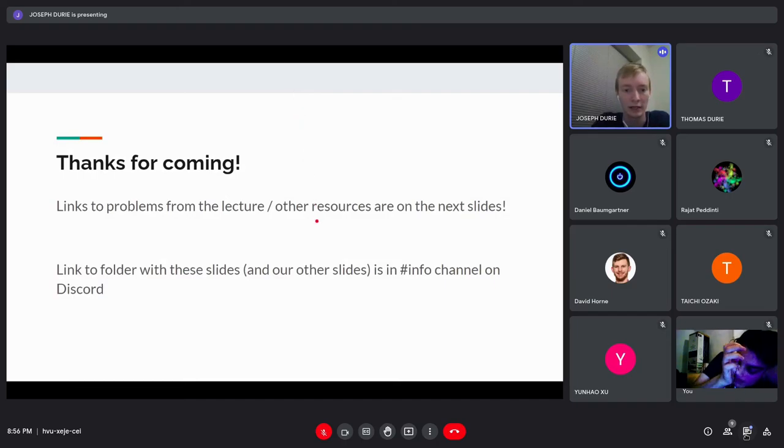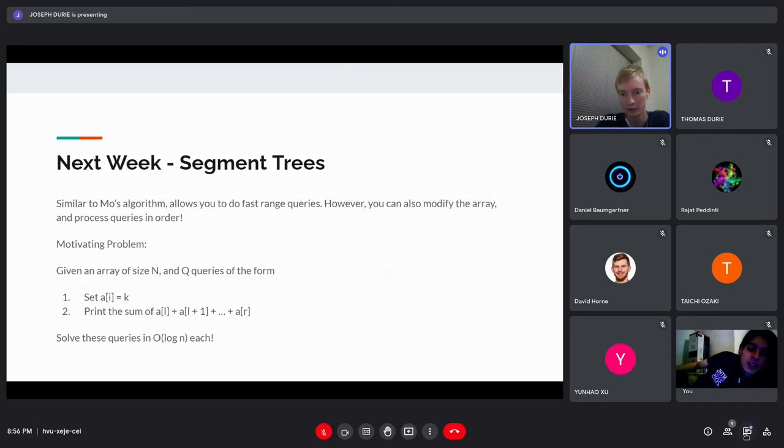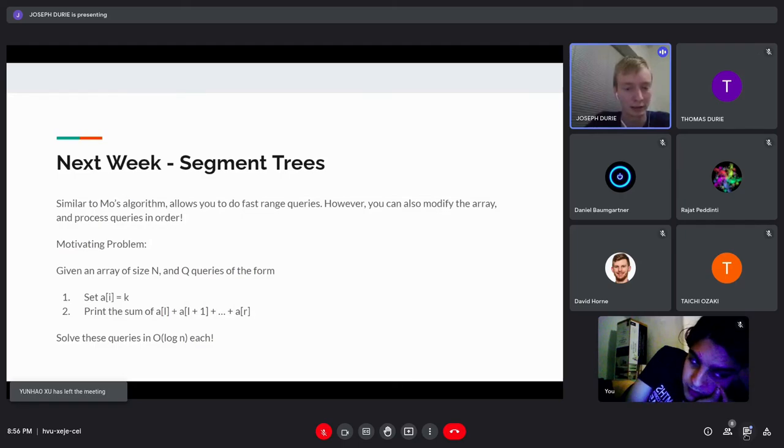So next week, we're going to be talking about segment trees, which are solving a similar problem. The implementation is a little bit more in depth, but basically it lets you also modify the array and you can process queries in order, which is important for a lot of these problems. So one example problem would be if you have an array of size n and q queries of the form, either set a given value to k or print range sums. This will allow you to do those queries in log n time.